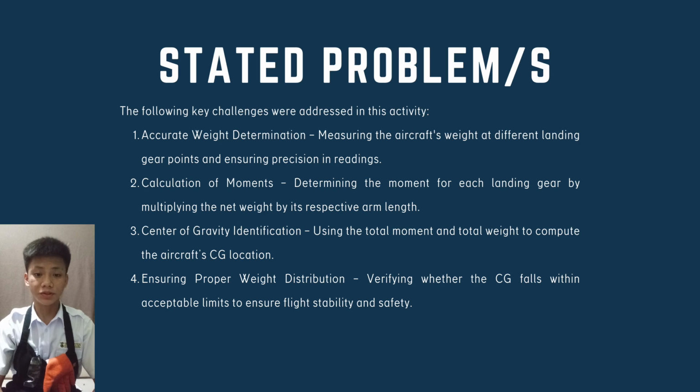Stated problems. During this activity, we addressed key challenges, including accurate weight determination, measuring the aircraft's weight at different landing gear points while ensuring precision; calculation of moments, computing the moment for each landing gear by multiplying the net weight by its respective arm length; center of gravity identification, using the total moment and total weight to determine the aircraft's CG location; ensuring proper weight distribution, verifying whether the CG falls within the acceptable limits for safe flight operations.